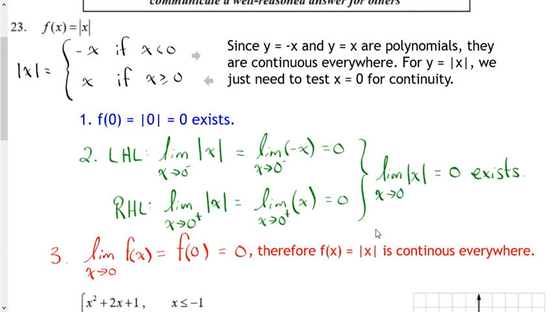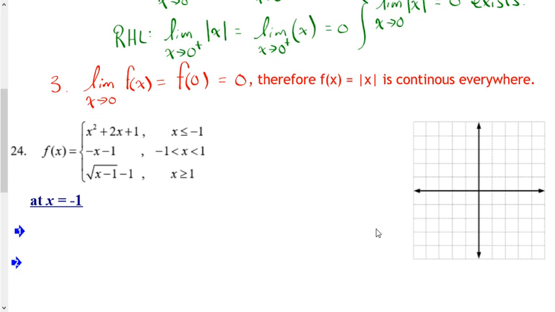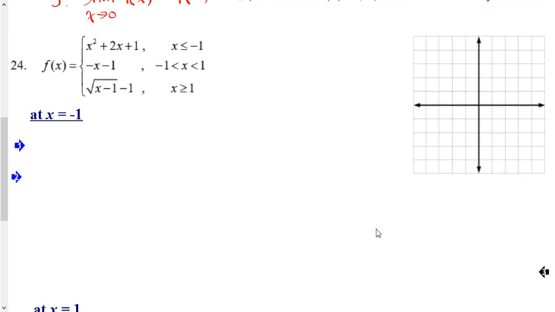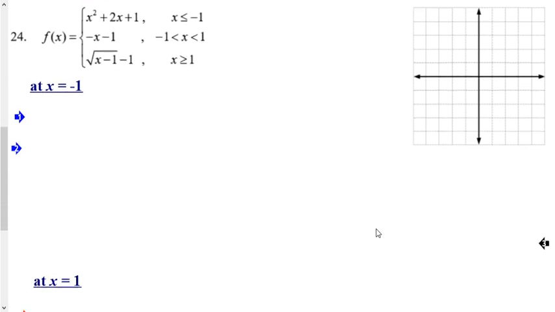Number 24. Here we have a more complex piecewise function. Again, for this first piece, it's polynomial, continuous everywhere. Second one, polynomial, continuous everywhere. So I just need to check when x is equal to negative 1.